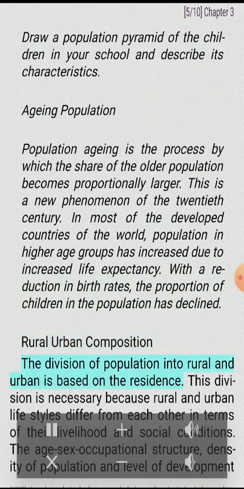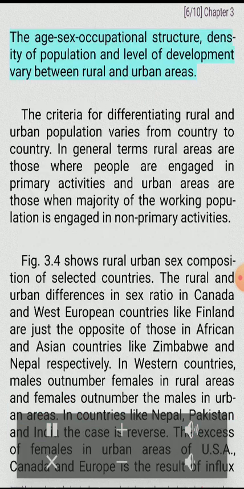Rural-urban composition. The division of population into rural and urban is based on the residents. This division is necessary because rural and urban lifestyles differ from each other in terms of their livelihood and social conditions. The age, sex, occupational structure, density of population and level of development vary between rural and urban areas. The criteria for differentiating rural and urban population varies from country to country.